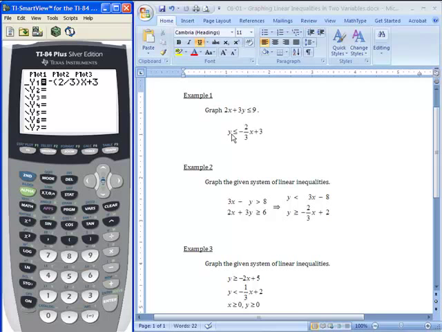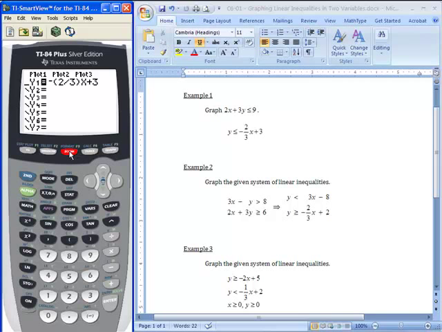So in this case, we have y is less than or equal to negative 2/3 x plus 3. The equal to part tells us we're interested in points on the line. The less than part tells us that we're interested in points under the line. So we want to press the enter key now until we get to the shading below the line here. Alright, so this is now going to shade underneath the line when we graph.